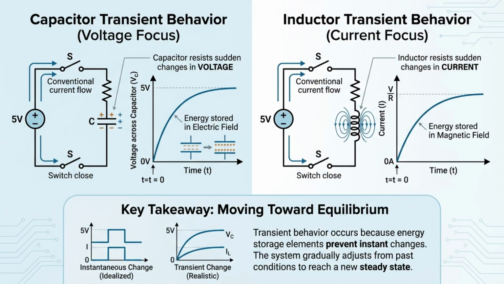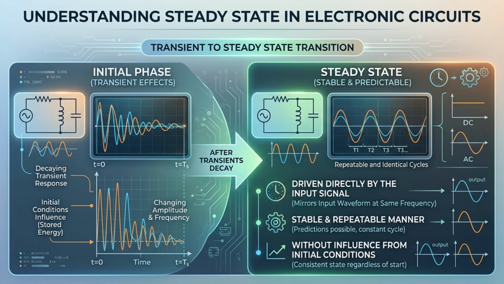Transient behavior occurs because energy storage elements such as capacitors and inductors prevent instantaneous changes. During this phase, the system is still reacting to past conditions and gradually moving toward equilibrium. This is why voltages and currents evolve over time instead of jumping instantly to their final values. Once all transient effects have decayed, the circuit reaches steady state.